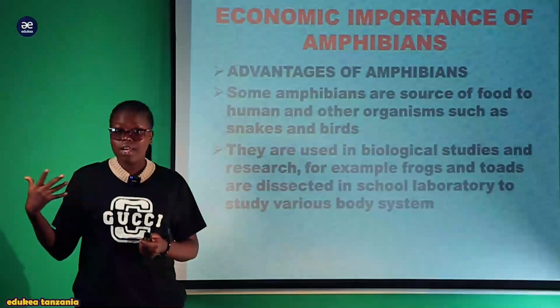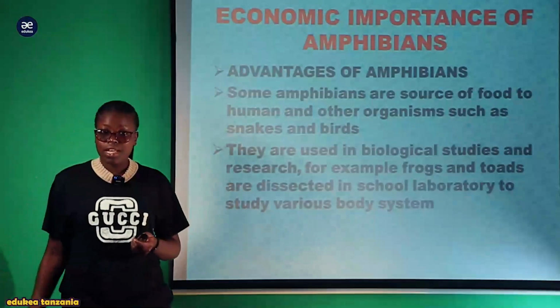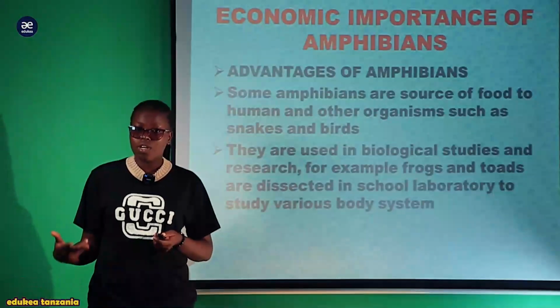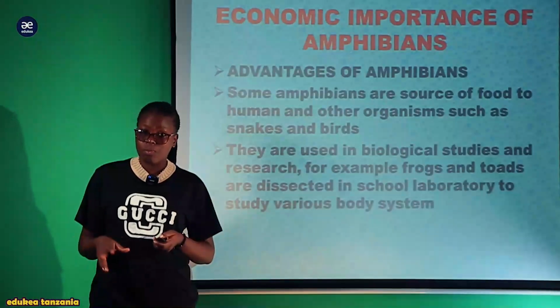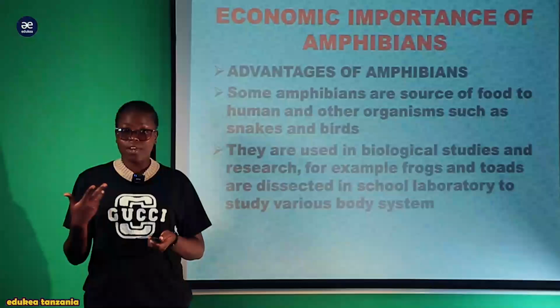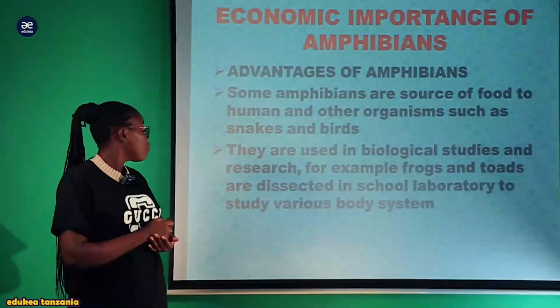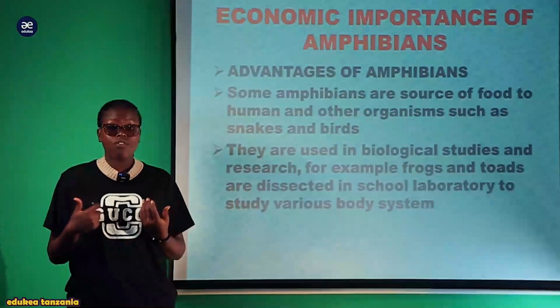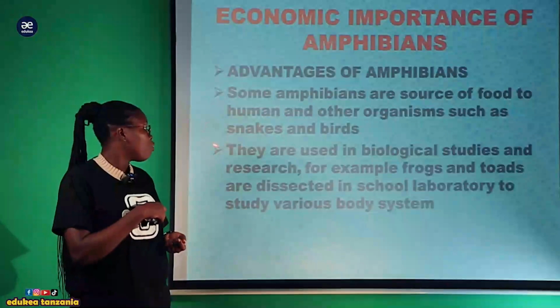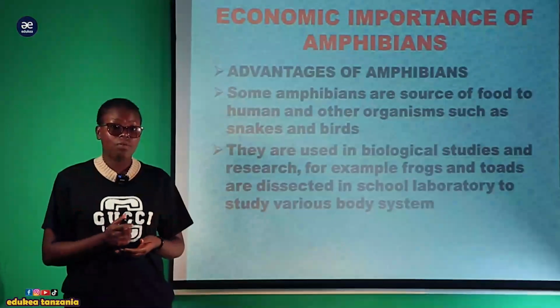Kwa mfano kama chura analiwa. There are some societies, some communities wanakula chura, wanakuwa wanatoa tu ile pale toxic, ile yenye venom wanakuwa wanaitoa, hivyo wanapika chura na wanamla those stories. Na vile vile wanakuwa ni source of food kwa other organisms, kwa mfano kama nyoka, ndege, vile vile analiwa na chura.